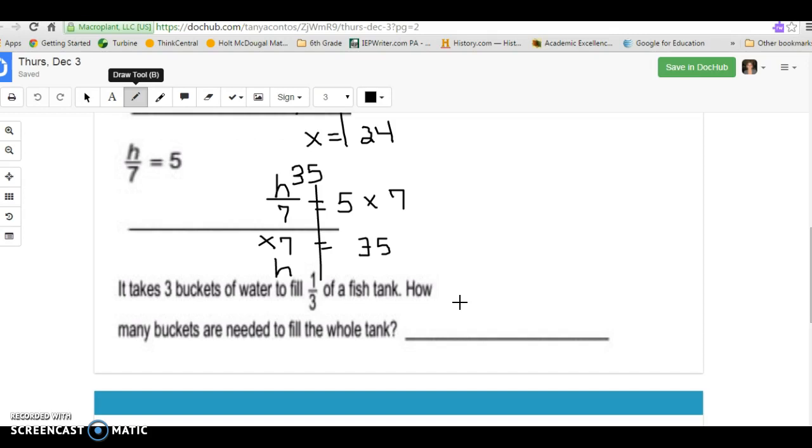A lot of students will reason with themselves and they'll say, well, if it takes 3 buckets of water to fill 1/3 of the fish tank, can't I just say, well, 3 plus 3 plus 3 will give me 9 buckets of water? Because if we think about 1/3, that's 1 out of 3, right? Our whole would be 3 out of 3. So can't we just say 3 plus 3 plus 3, which would be 9? So you can think about it that way. But is there another way? Can we apply an operation here?